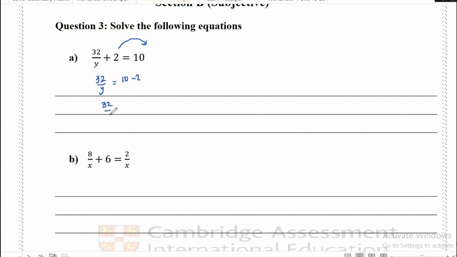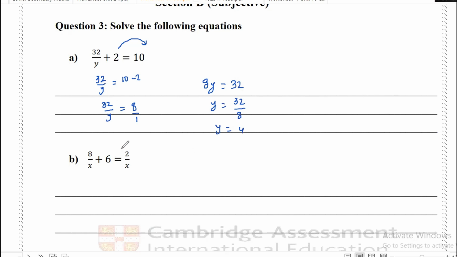That gives me 32 over y is equal to 10 minus 2, 8. And then basically this is 8 over 1. Okay, we can think about cross multiply. If you cross multiply, it gives me 8 multiplied by y, or 8y is equal to 32 multiplied by 1. That gives me 32. As we are looking for y, we can divide both sides. That means 32 over 8 is equal to 4. So our answer is y equals 4.